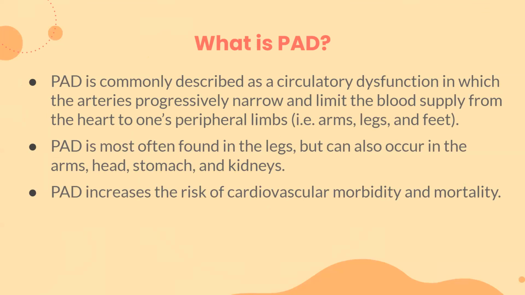So PAD is commonly described as a circulatory dysfunction in patients in which their arteries are progressively narrowing over time. And so this narrowing is going to limit the blood supply from the heart that travels to our peripheral limbs, which are mainly going to be our arms, legs, and feet. So as PAD is mostly found and complained of within a person's legs, it can also occur, as I said, in the arms, the head, stomach, and kidneys in some cases.